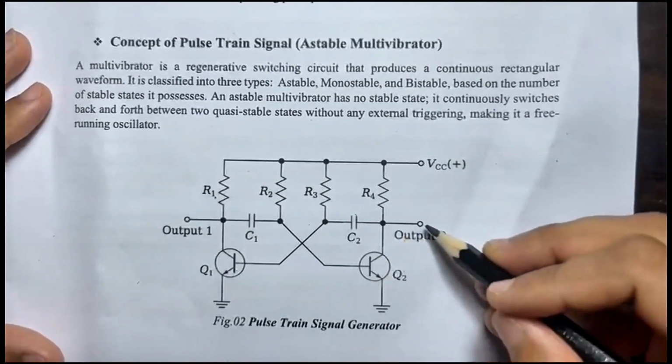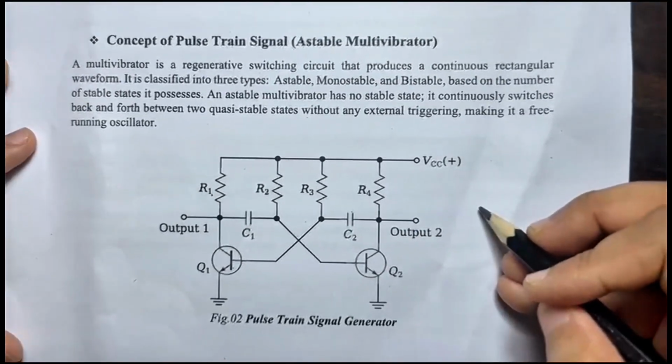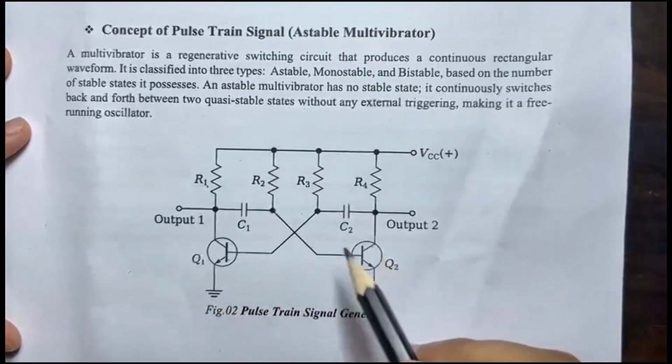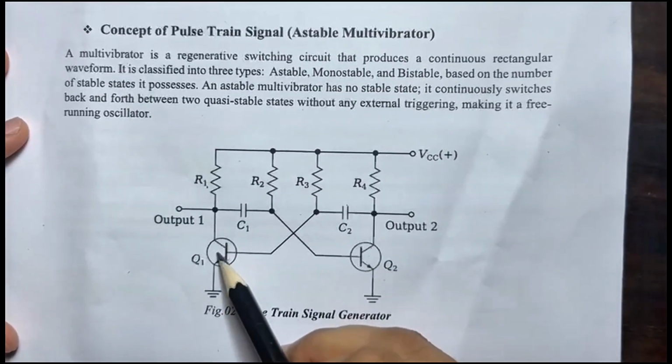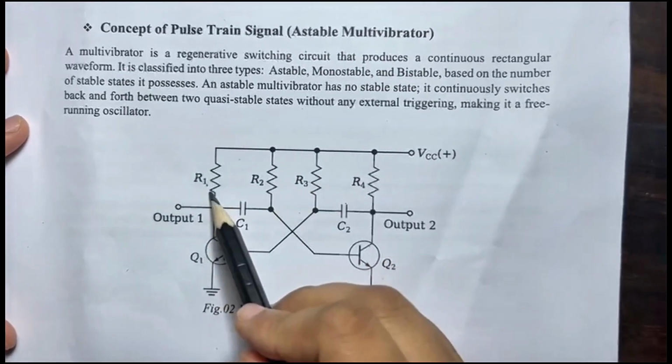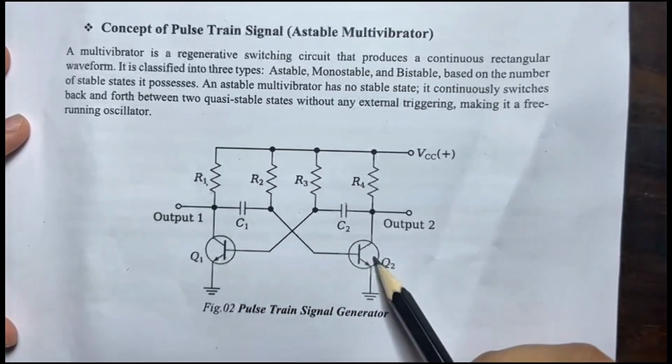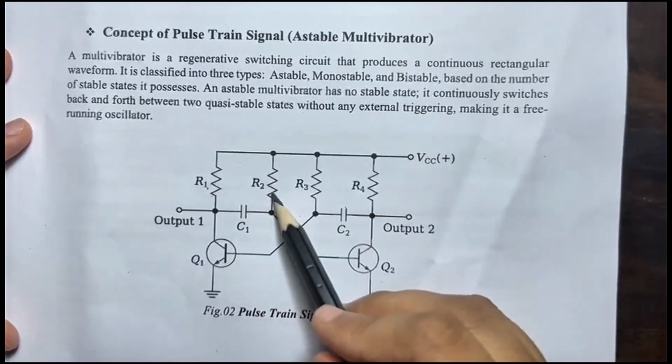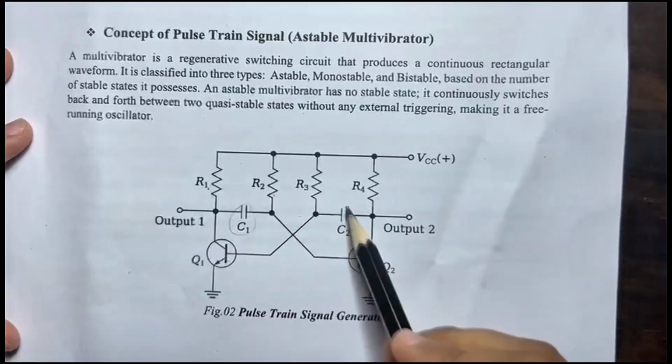This is the circuit of our pulse chain signal generator. It is built using two transistors. This is the first transistor and its corresponding base and collector resistor, and this is our second transistor, with its corresponding collector and base resistor. We are using two capacitors here.